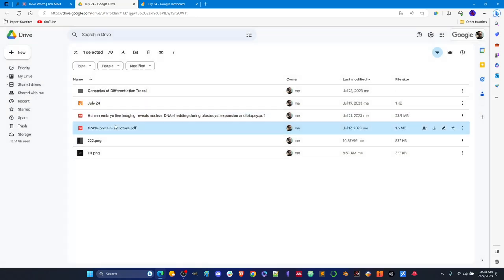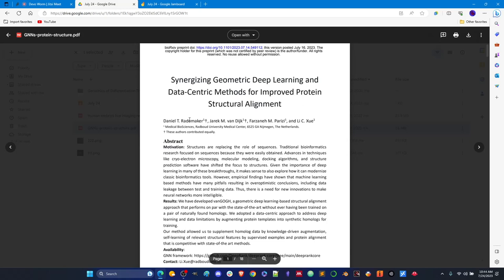The other paper I want to talk about is from bioRxiv. I don't know what conference it's going to be at, but it's probably going to be at a conference. It's called Synergizing Geometric Deep Learning and Data-Centric Methods for Improved Protein Structural Alignment. So we were talking about protein structure and protein sequence alignment. We've talked in the past about some of the tools they use for protein folding, and of course AlphaFold, which is a machine learning technique for looking at protein folding. This is protein structural alignment, and in this case, they're using geometric deep learning for this.